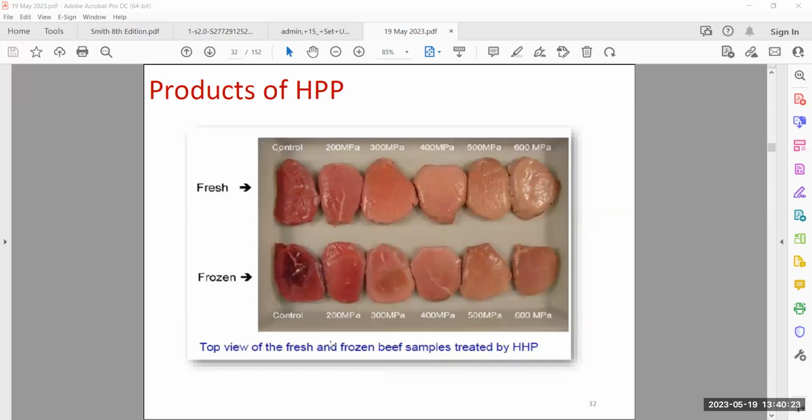If you take a look at this, this is frozen meat. The control, when it is fresh, looks something like this, but when it is frozen, it looks something like this. But when you treat it with HPP, the frozen ones don't lose as much color as they do in the fresh ones, because it still looks a bit fresher than the fresh one.